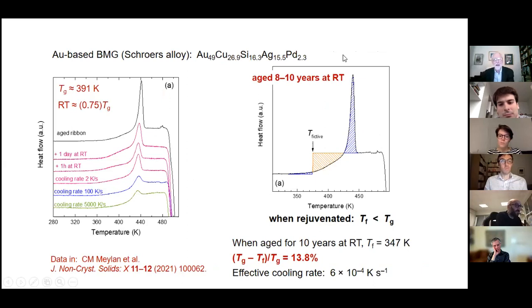This is a rather fun example of a gold-based glass developed by Jan Schroers at Yale. We made some an awfully long time ago, up to 10 years ago. So inadvertently, if you like, we did a long-term low-temperature anneal. Quite a strong anneal in terms of its effect, because this glass has got such a low TG that room temperature is a very high fraction of TG. So you do get a significant annealing effect at room temperature.